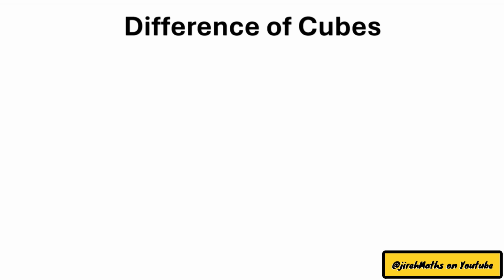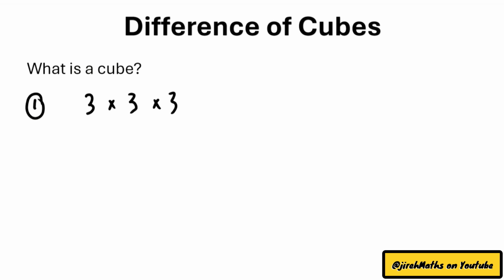Today we are going to be doing difference of cubes or addition of cubes. Well, to start, what is a cube? A cube is simply any number. For example, take 3, multiply 3 by itself 3 times, and that's equal to 3 cubed. And so that's 27. So 27 is a cube and it is 3 cubed.